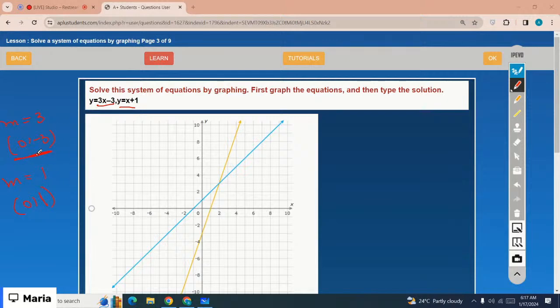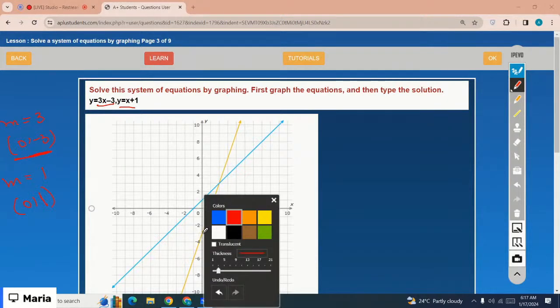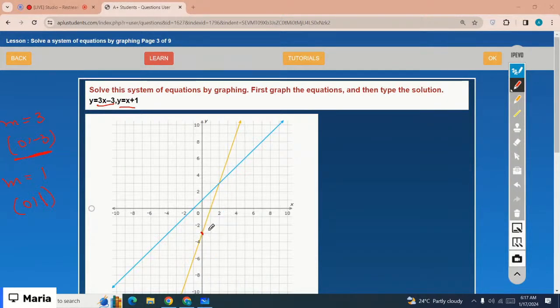Let me see. For the first one, slope is -3. Here the y-intercept is -3. Here the y-intercept is -3. For this equation, the y-intercept is 1. Here the y-intercept is 1. This is the correct option, right? So option number 1 is the correct option. Got it? So the correct option is option number 1.